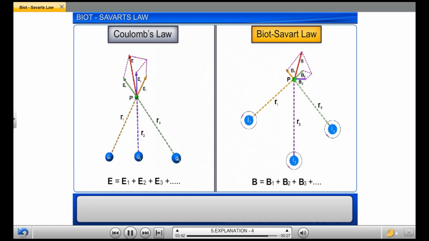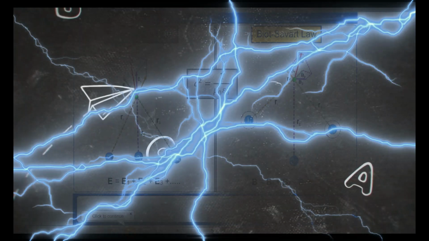In fact, the speed of light c in a vacuum is related to the permeability of free space μ0, which is related to the magnetic field, and permittivity of free space ε0, which is related to the electric field, as c² is equal to 1 by μ0 epsilon naught.